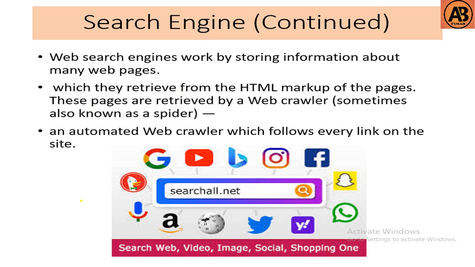Web search engines work by storing information about many web pages, which they retrieve from the HTML markup of the pages. These pages are retrieved by a web crawler, sometimes also known as a spider, an automated web crawler which follows every link on the site. Here you can see multimedia or websites that can be searched by search engines, such as Google, YouTube, Instagram, Facebook, Wikipedia, WhatsApp, Yahoo, etc.